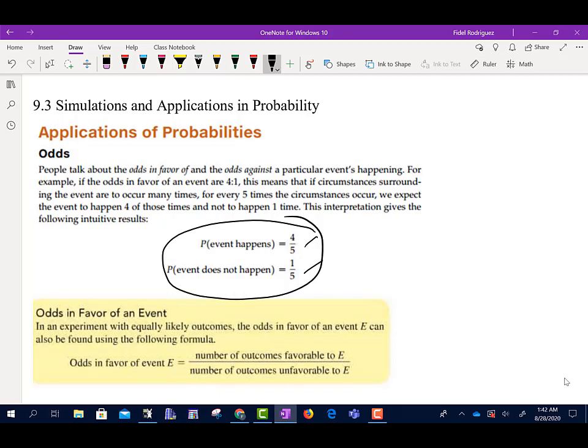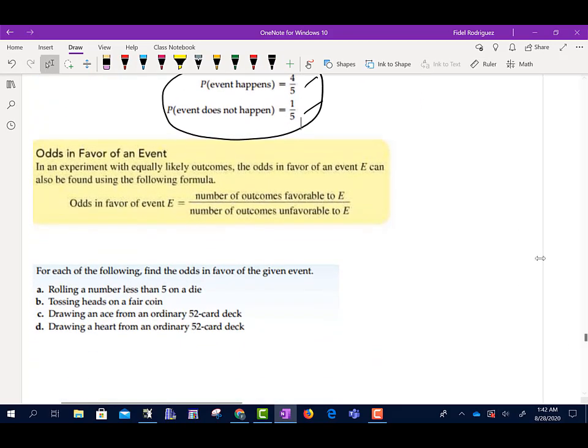Okay, so let's see if we can figure out a little bit about odds in favor of an event. In an experiment with equally likely outcomes, the odds in favor of an event E can be found using the following formula: the odds in favor of event E is the number of outcomes favorable to E divided by the number of outcomes unfavorable to E.